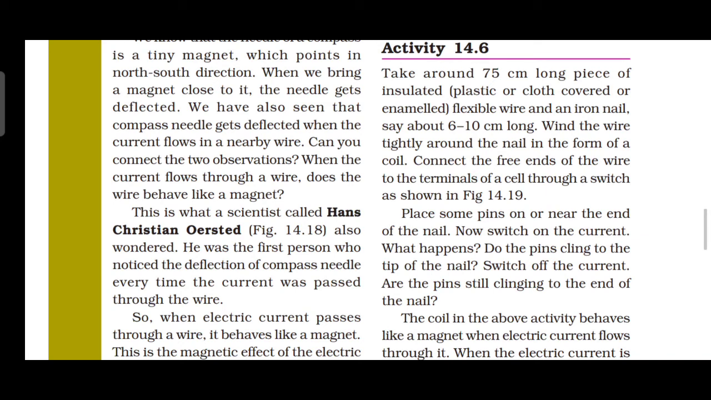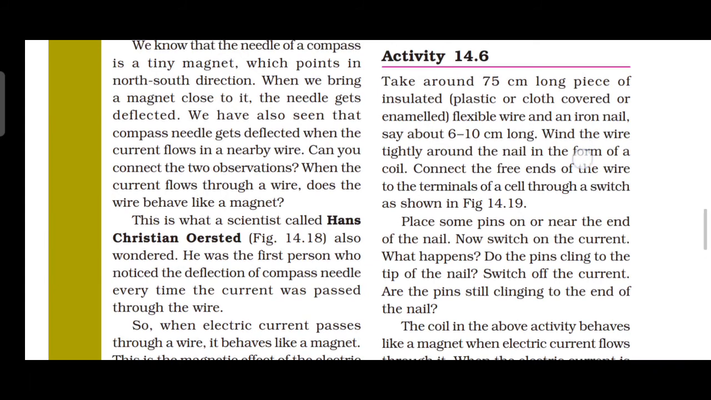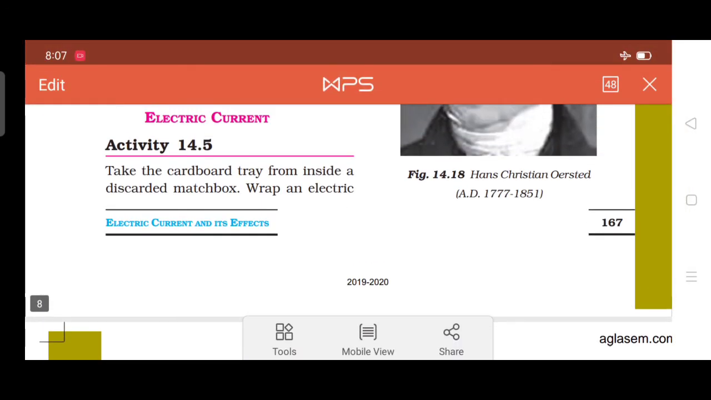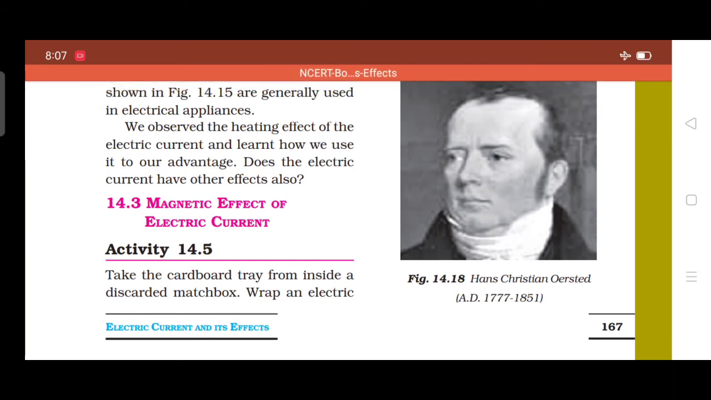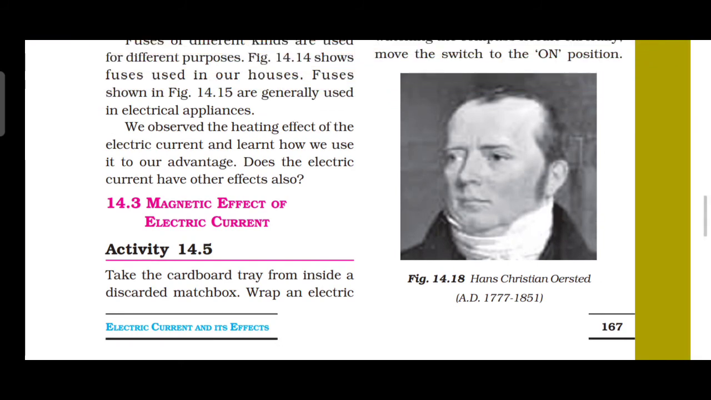A scientist called Hans Christian Ørsted also wondered. He was the first person who noticed the deflection of the compass needle every time the current was passed through the wire. Okay, see the picture. He was a great scientist named Hans Christian Ørsted. He was the first to observe the deflection of the compass needle every time the current passes through the wire.